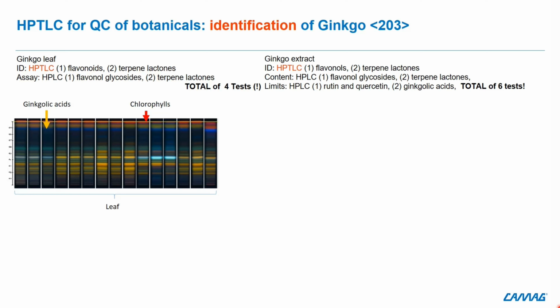So let's get back to the Ginkgo example. According to the USP monographs on Ginkgo leaves and Ginkgo extract, different tests have to be performed. For leaves, a total of 4 tests are done, and for extracts, 6 tests are done. And when we look at the raw materials, then we can see a chlorophyll zone in the upper part of the chromatogram and ginkgolic acid with different intensity. If there is a chlorophyll zone, then we know that this is a plant raw material and not an extract or finished product.